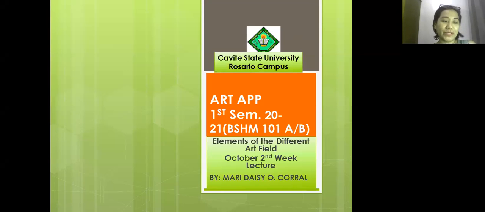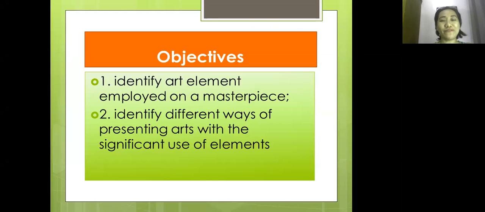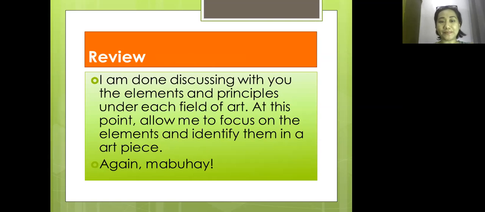We're done with the previous lesson, which is all about the different fields of art. We also discussed a little bit of the elements and principles of the different fields of art in the past lesson, but now we're focusing on the elements in the different fields of art. So basically, my objective for today's lesson is to identify art elements employed on a masterpiece and identify the different ways of presenting arts with the different significant use of the elements to be mentioned.